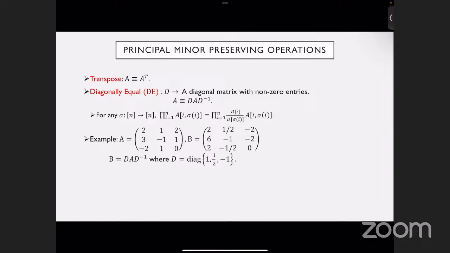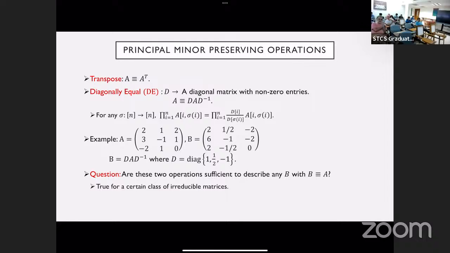So here is an example that we saw in the first slide. Actually here, this matrix B is D A times D inverse, where D is an invertible diagonal matrix whose entries are 1, half, and -1. A natural question to ask is whether these two operations are sufficient to describe any other matrix B which has the same principal minors as A.